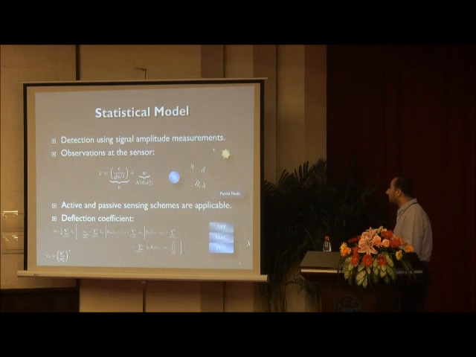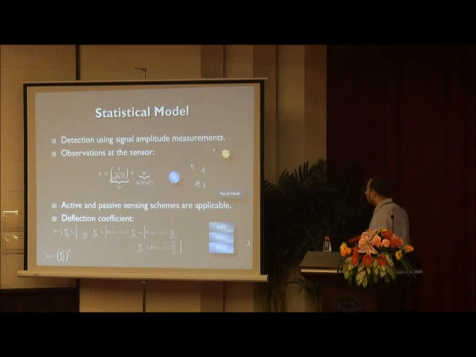Now after that we need a statistical model. So in this work, we assumed amplitude measurement from the sensors. And the observations are given by this expression here. This is a mean value of the signal and amplitude of the signal. So this signal could be either reflected at the target if you are talking about active sensing, or it could be just emitted from the target if you are talking about passive sensing. This is the mean, this is the added noise.